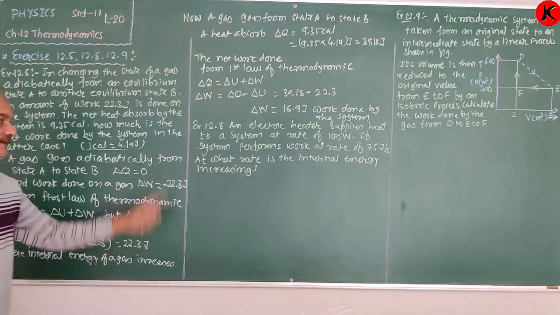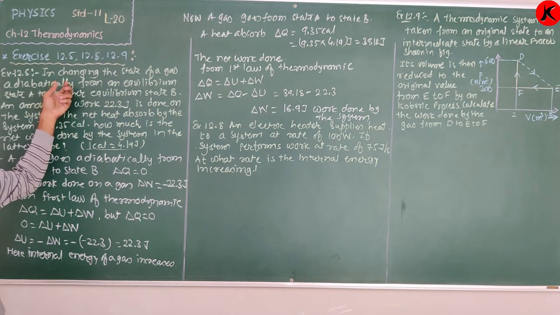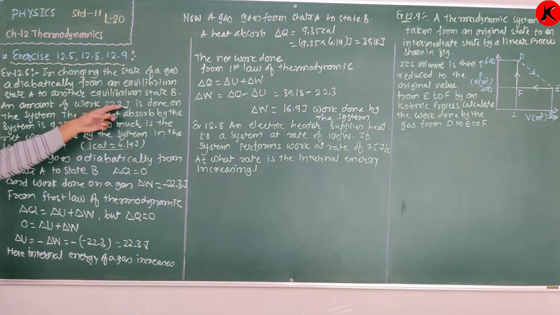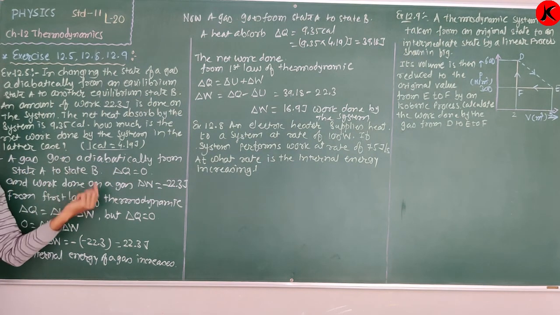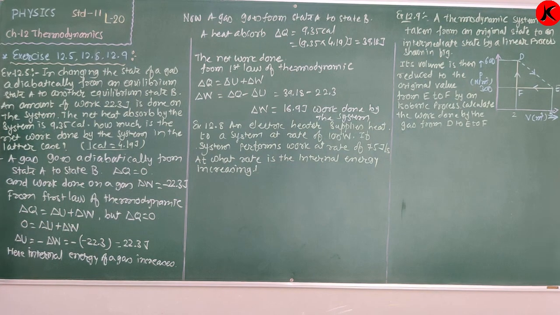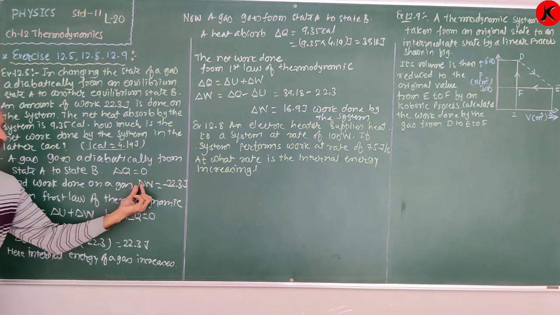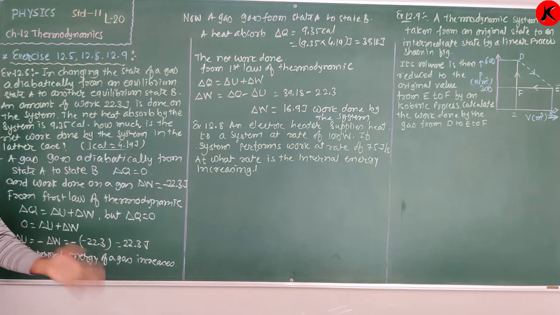Now listen, again let us repeat this numerical. Here initially, that means in the first part, a gas goes from state A to state B adiabatically. Doing this, the work done on the gas is given as 22.3 joule. So using this concept, since the process is adiabatic, the exchange of heat is 0. And work done on the gas, delta W, is minus 22.3 joule. Here the negative sign indicates work done on the gas.